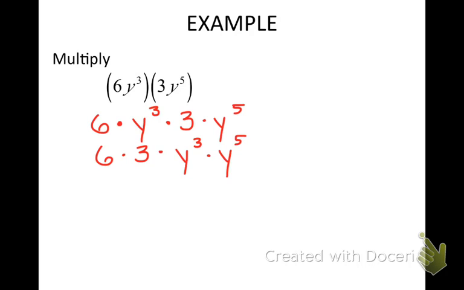You don't need to do this every time. I'm just showing you how it all works. So 6 times 3 gives us 18. Y to the third times y to the fifth would be y to the 8th. So you add your exponents when you multiply. Do you need to do this each time? No. If you would just look up here and say 6 times 3 is 18, y to the third times y to the fifth is y to the 8th, that is fine. Okay? So that would be your answer.